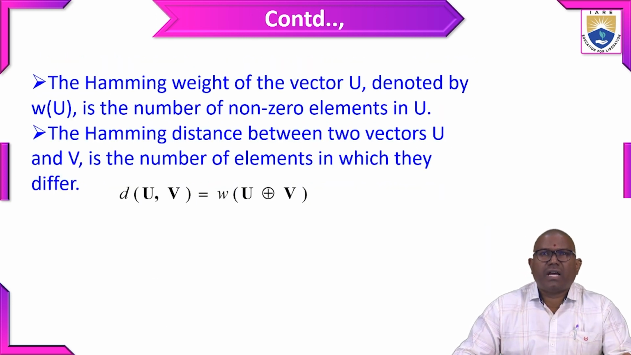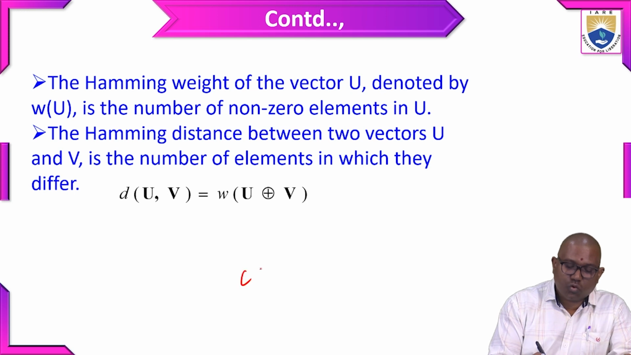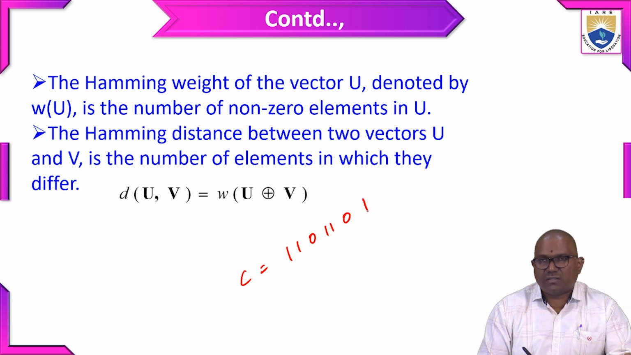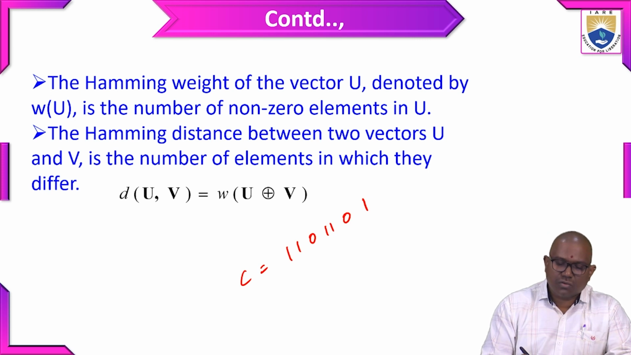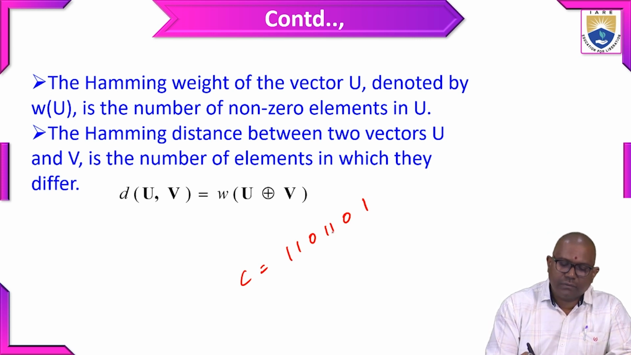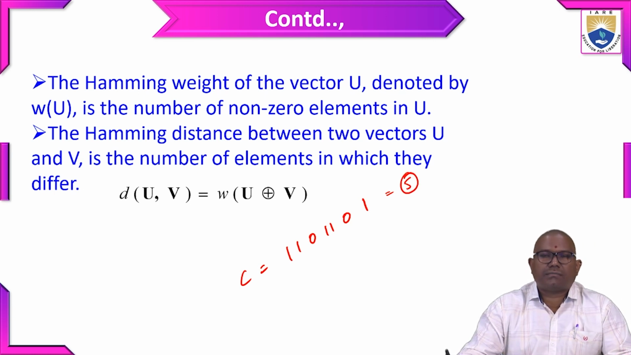So here you can deal with the Hamming weight. The Hamming weight of the vector u, denoted by w of u, is the number of non-zero elements in u. For example, here I have generated a code, 11011001. What is the Hamming weight? The number of non-zero elements. How many? 1, 2, 3, 4, 5. So this is the Hamming weight of that vector, denoted by w of u, the number of non-zero elements.